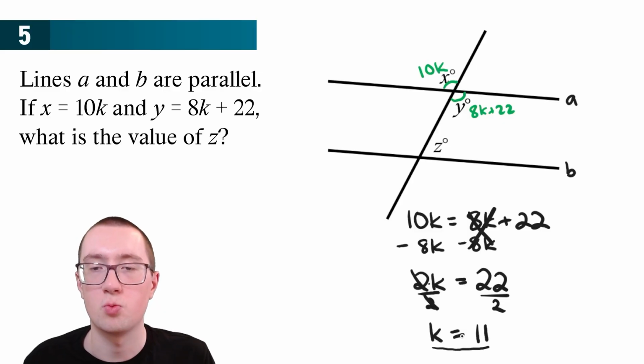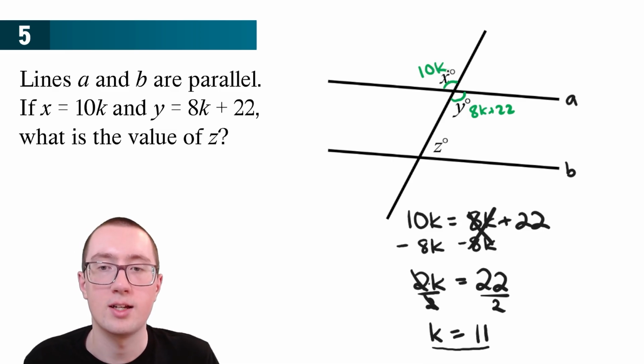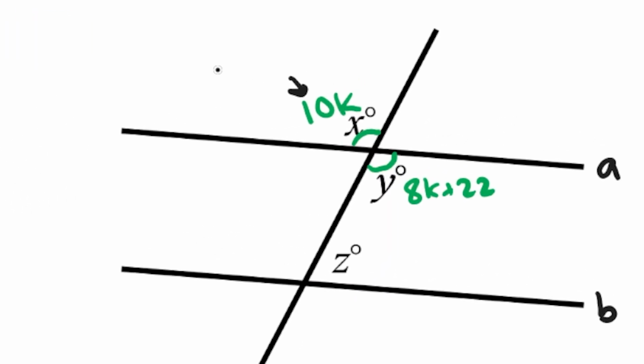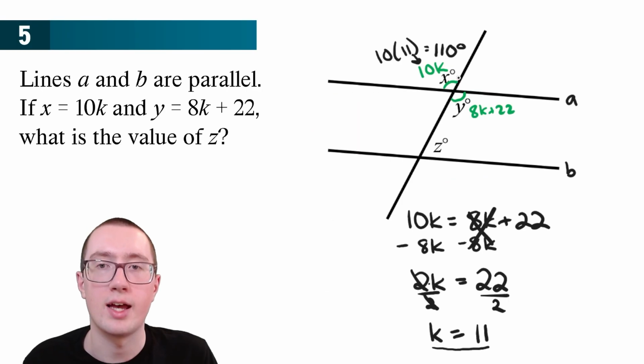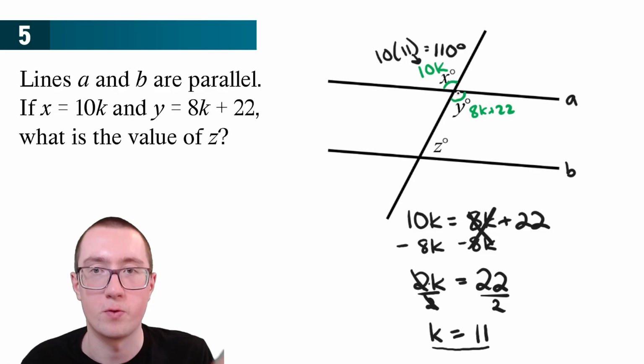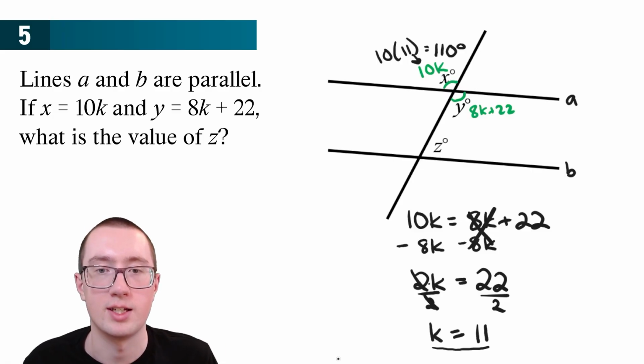And remember that the reason we're doing this is to find out what x and y are. Now remember that we figured out earlier that these are equal to each other. So we don't actually need to plug in k into both. We know they're equal. So let's just do it for x. That's going to be easier. Plugging in 11 for k gives us 10 times 11, which is 110 degrees. So now we know that x is equal to 110 degrees, and y, which is a vertical angle, is also 110 degrees. So let's go ahead and clean up what we've got here.